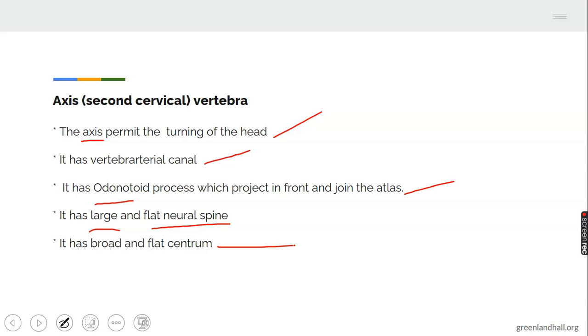The axis, called the second cervical vertebra. The axis permits turning of the head, that is turning left and right. It has a vertebral canal, we have said it. It has an odontoid process that joins it to the atlas. It has a flat and large neural spine, and it has a broad and flat centrum.